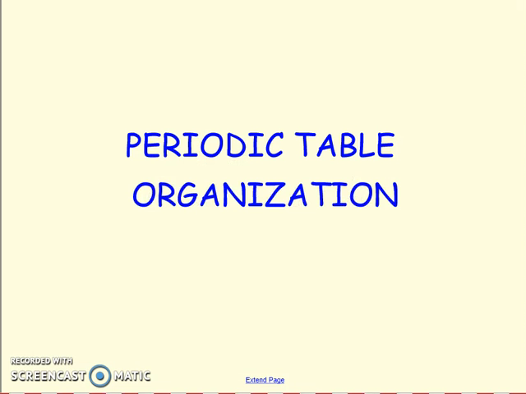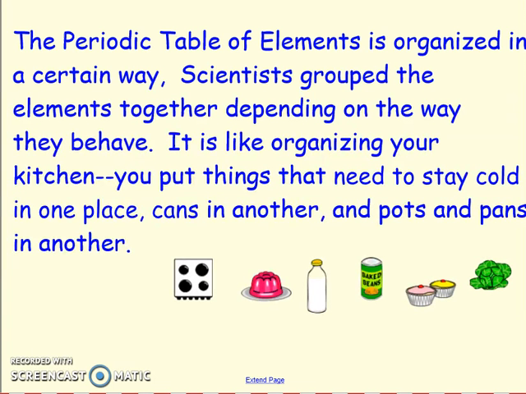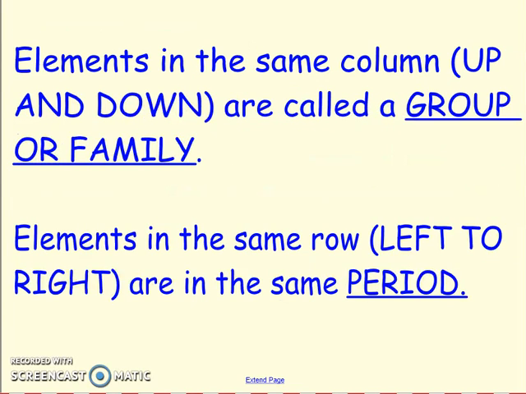The periodic table is organized, so we're going to look at kind of how it's organized. If we think about organizing things in our life, for example, in your kitchen, you would put things that need to stay cold in the fridge. You would put cans usually in the pantry. Pots and pans would go together. The periodic table is organized in a particular fashion based on the properties of those elements.